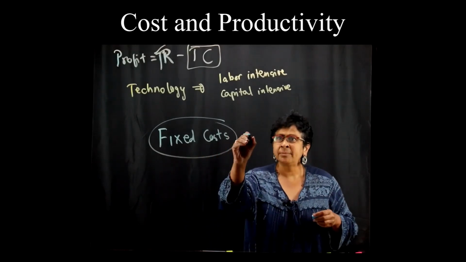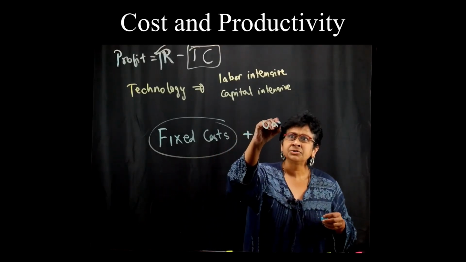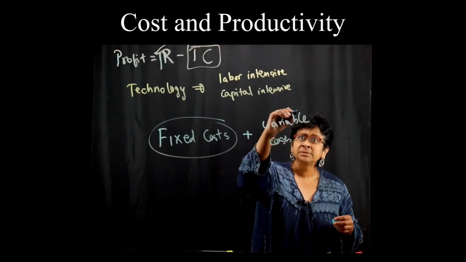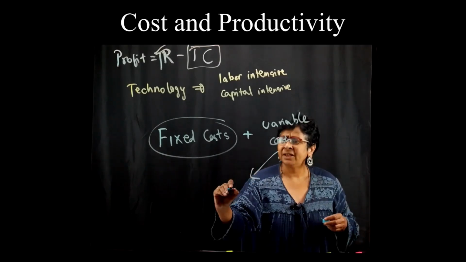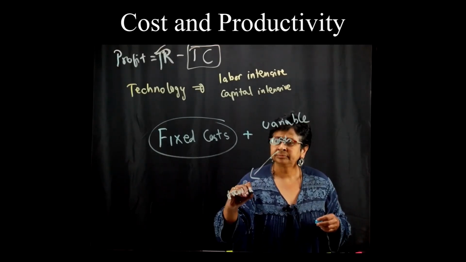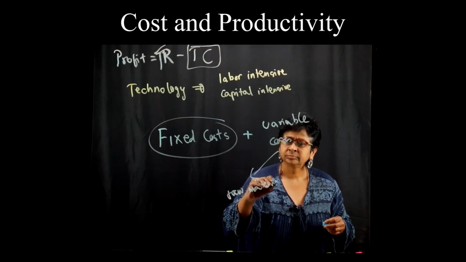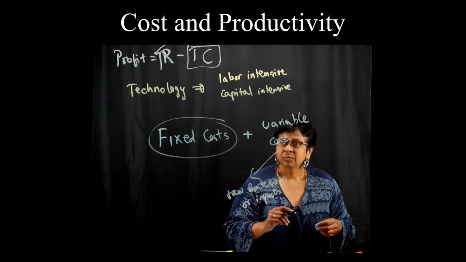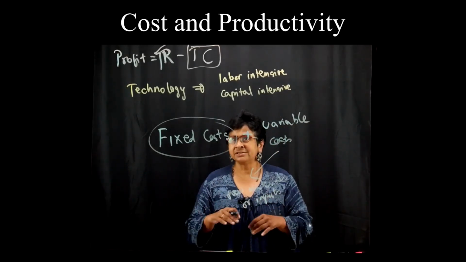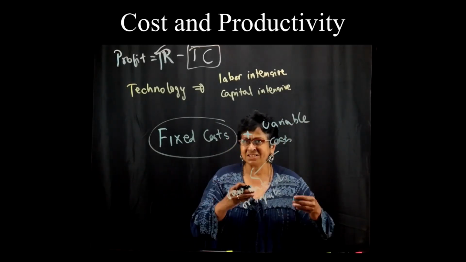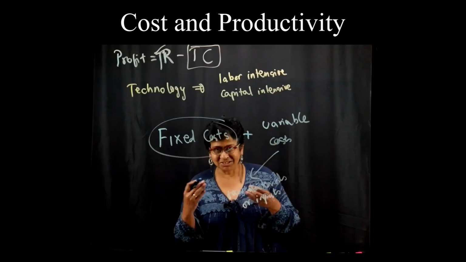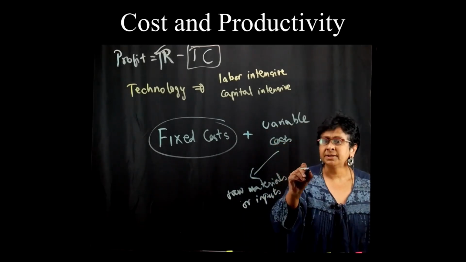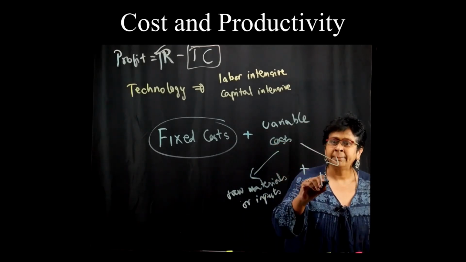To that, I'm going to end up adding variable costs. And variable costs tend to be of two types. One is basically variable raw materials or inputs. So, if I produce 2 sandwiches, then I will use twice the bread. If I produce 4 sandwiches, I will use 4 times the bread, things like that, right? Plus labor.